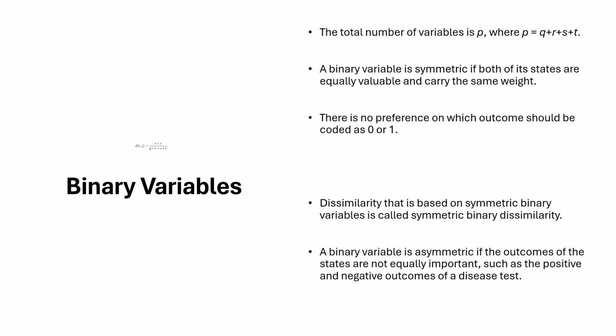The total number of binary variables is p, where p equals q plus r plus s plus t. A binary variable is symmetric if both of its states are equally valuable and carry the same weight. There is no preference on which outcome should be coded as 0 or 1. Dissimilarity that is based on symmetric binary variables is called symmetric binary dissimilarity. A binary variable is asymmetric if the outcomes of the states are not equally important, such as the positive and negative outcomes of a disease test.